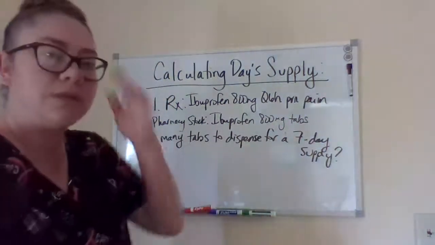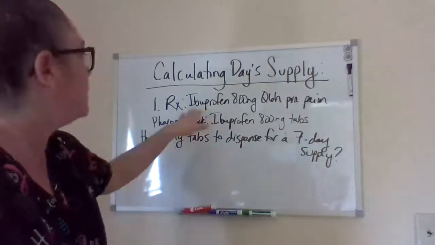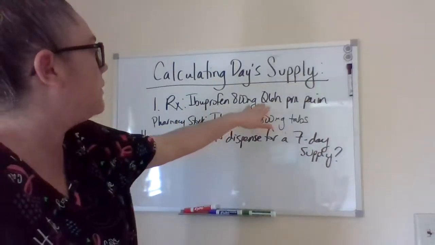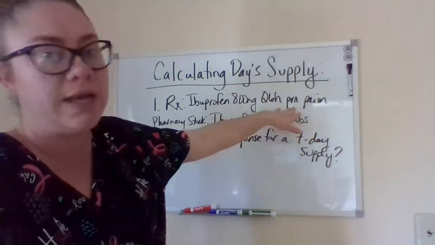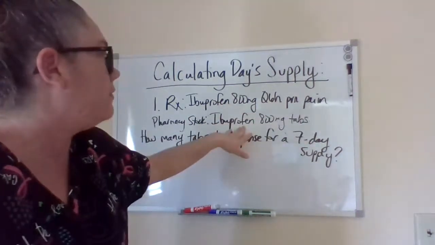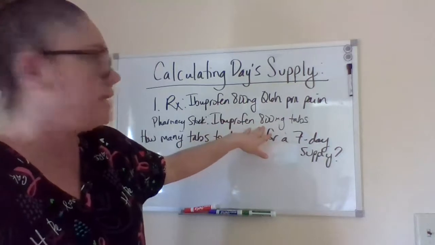All right, so this one's a little bit different, okay? The doctor ordered 800 milligrams of ibuprofen, Q6H, which is every 6 hours. PRN is as needed for pain. We have ibuprofen 800 milligram tablets.